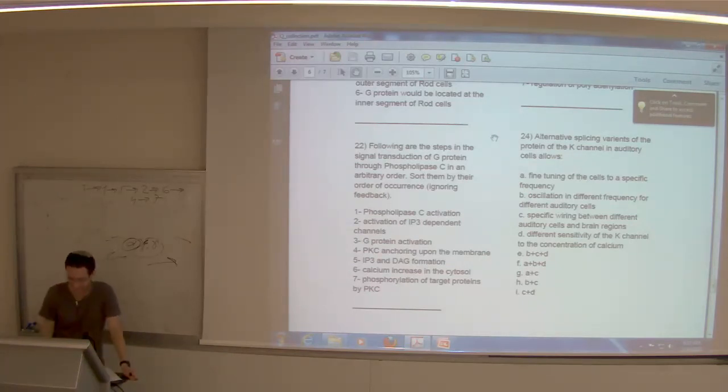Alternative splicing. Yeah. Variants of the protein of the potassium channel in auditory cells allow A, fine-tuning of the cells to a specific frequency. Is that correct? Yes. All right. B, oscillation in different frequencies for different auditory cells. Also correct. This one enables A. Yeah. Can you explain that? Auditory cells, again, the different frequency for different auditory cells.